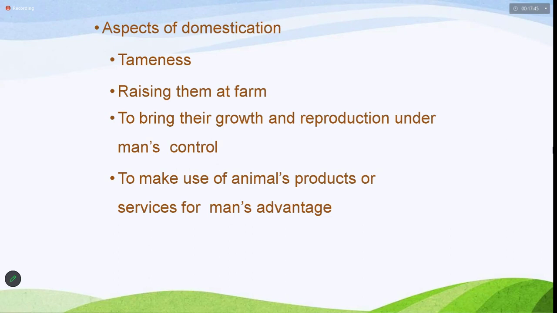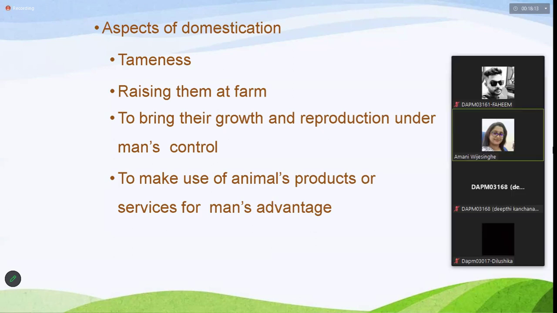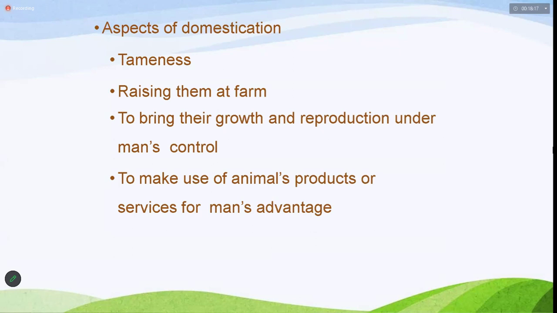Okay. Then, to bring the growth and reproduction under man's control. The reproduction and growth rate all change based on what we are giving. At the moment we have artificial insemination too, where we can get the required genes. Okay, so likewise we have controlled them a lot, to make the animals' products or services for man's advantage.